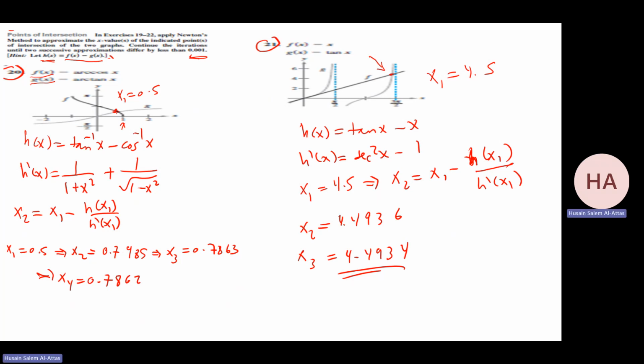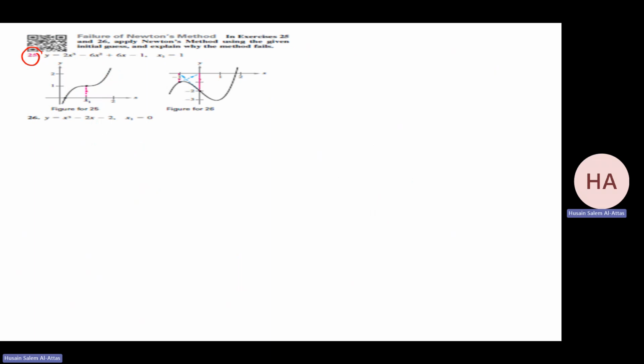Now let me move to the next problems. 25, where there is a failure of Newton's method. I have the function 2x cubed minus 6x squared plus 6x minus 1. Find the derivative. What will you get? 6x squared minus 12x plus 6.